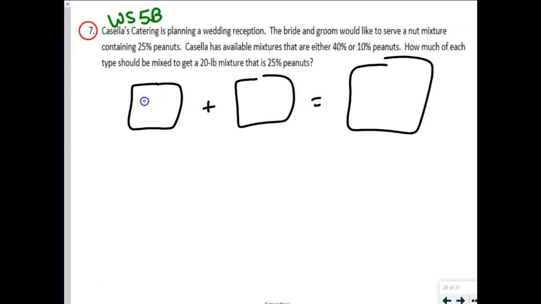So you have a 40% mixture and a 10% mixture, and you want to create a 25% mixture. And then how much is in each bucket? Like, I don't really know that. The only thing I do know for sure is that the final product has to have 20 pounds in it. So it would not be wrong of you to call this X and Y and set up a 2-variable system.